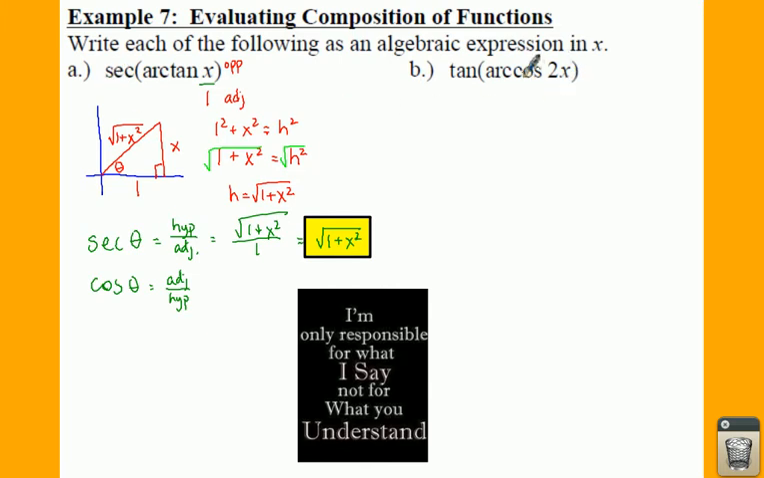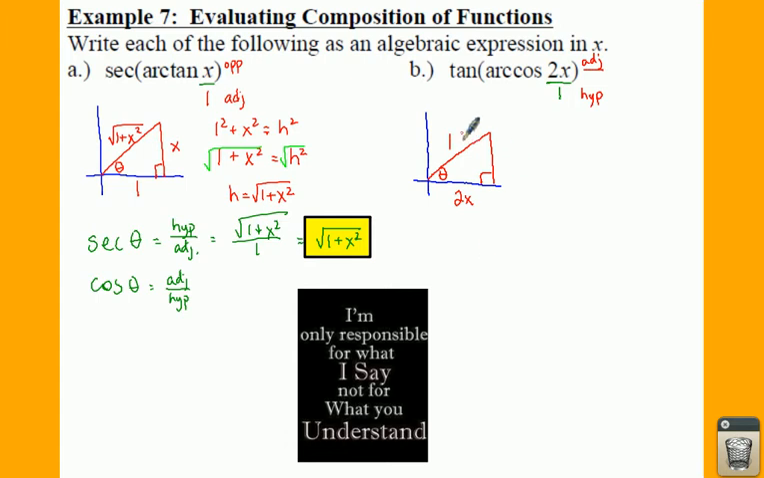Same thing here for b. Since the arc cosine of 2x is positive, it's also over 1. We need to draw a triangle in quadrant 1 again. And, whoa, that was a nice straight line. Hopefully your guys' triangles are better. Doubt it. And so the cosine, that is your adjacent over your hypotenuse. So our hypotenuse is 1 here. Our adjacent side is a 2x.